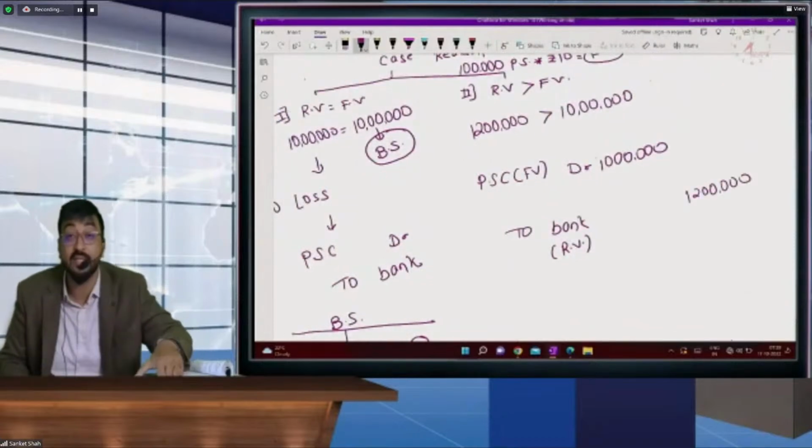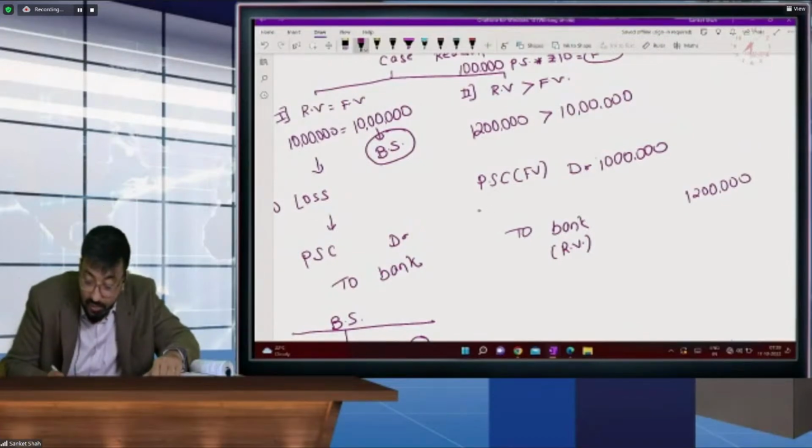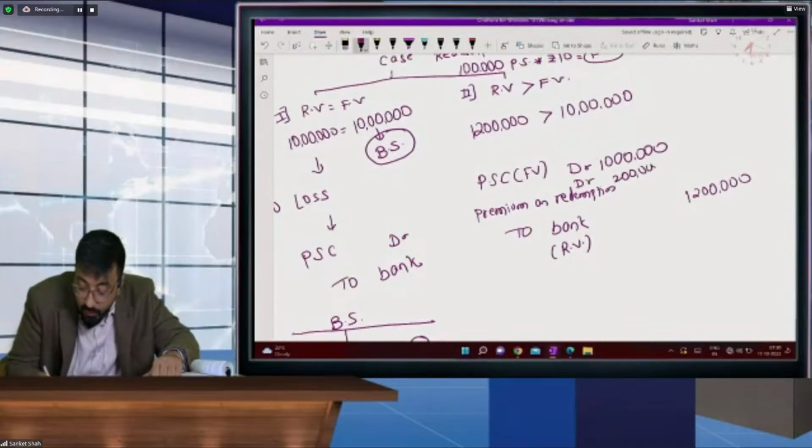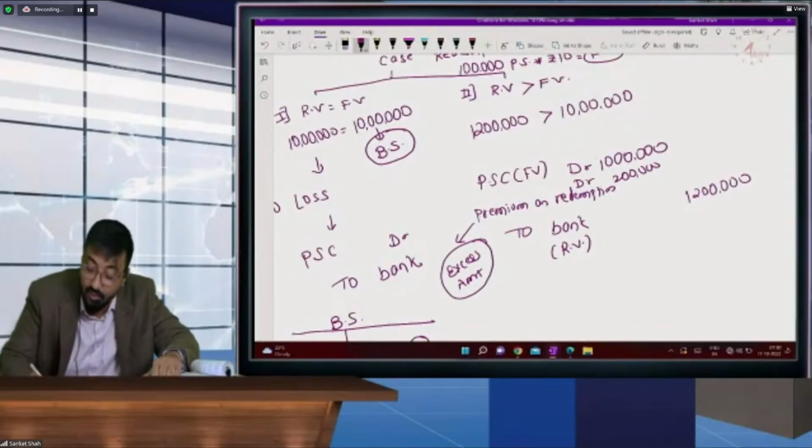So beta, the excess payment that you made means loss. Whenever you are paying an extra amount, it is called premium on redemption. What is called premium on redemption? Premium means the excess amount that you are paying, and it will get reflected in your profit and loss account as a minus balance. Your P&L is going to reduce.